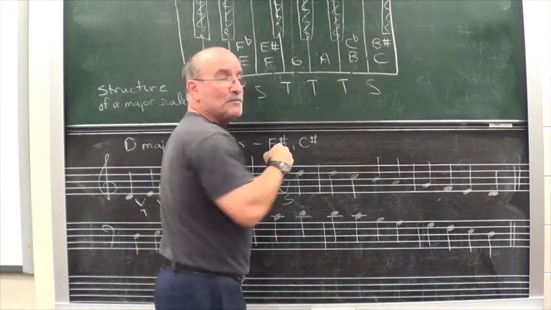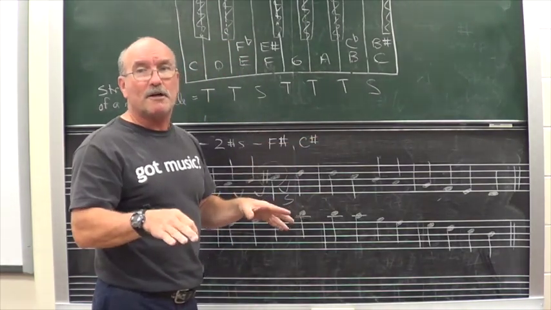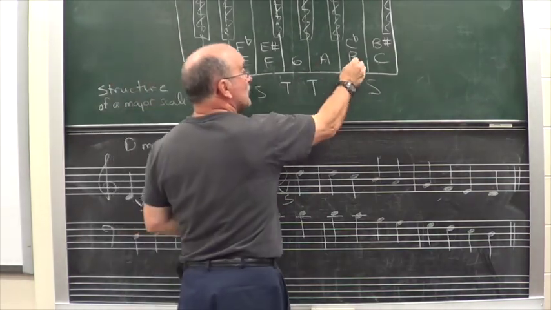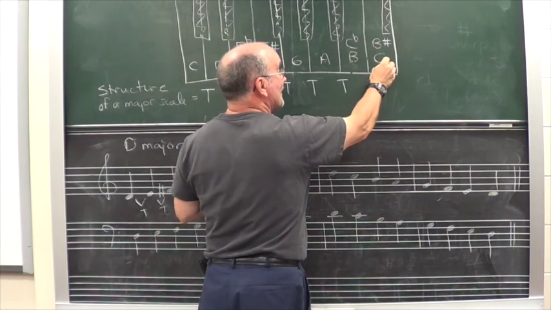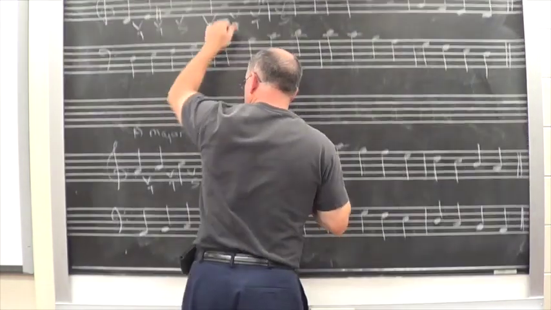From A to B has to be a tone, remember? Tone, tone, semitone, tone, tone, tone, semitone. No matter what note we start on, that's the structure we have to adhere to. So A to B has to be a tone. B to C has to be a tone. It's not. From B to C sharp, that is a tone. Aha!